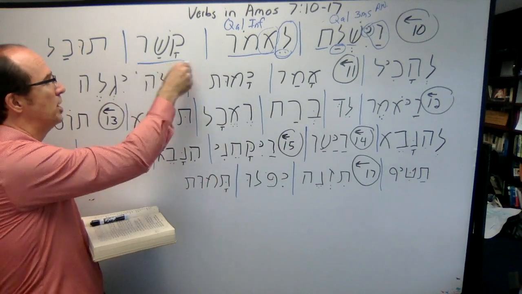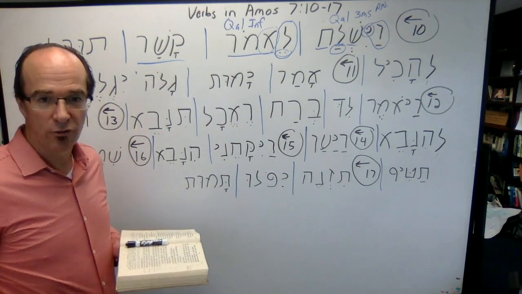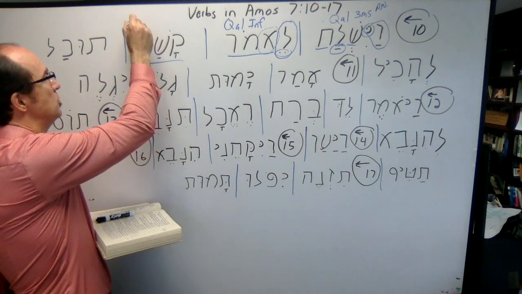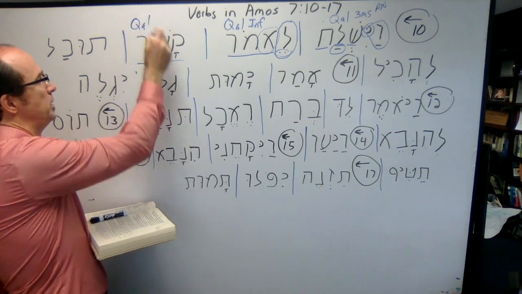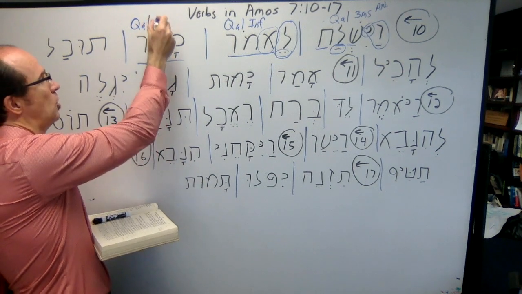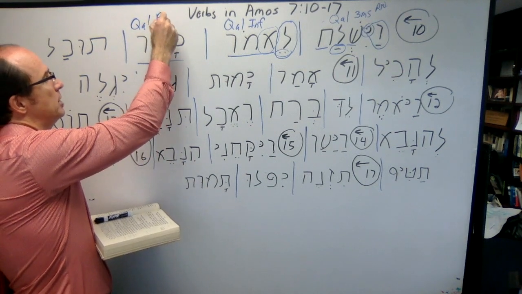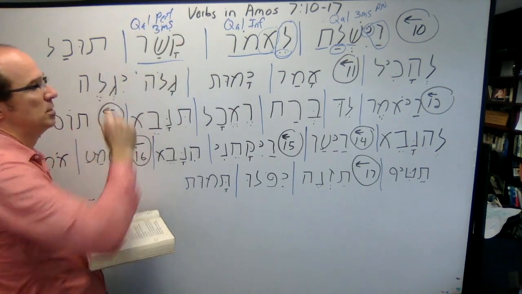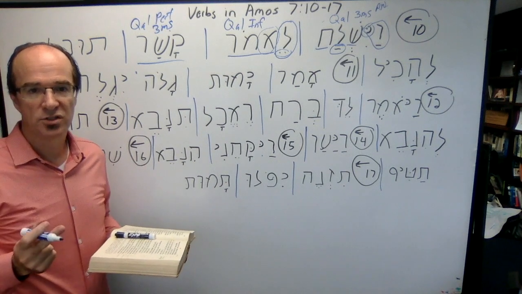Okay, qashar. Now here is our one example of a strong verb in this verse. This is exactly as the paradigm. This is an easy one. This would be your actual lexical form. This is your Qal perfect, third masculine singular, from the consonants that are visible.